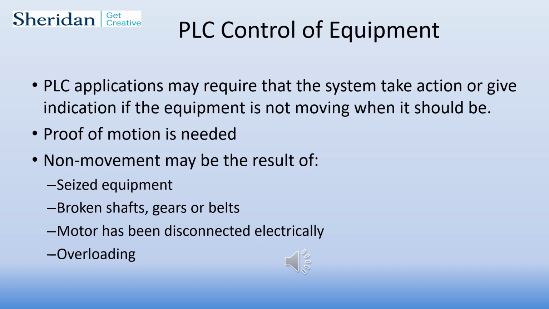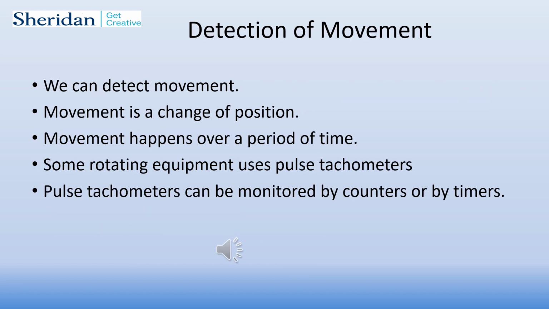Non-movement may result in seized equipment, broken shafts or gears or belts. The motor could be disconnected and not operating. The power could be disconnected to it, or a piece of equipment could be overloaded. Using a PLC, we can detect movement. Movement is actually the change of a position. Movement happens over a period of time.